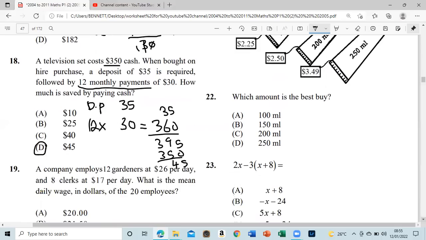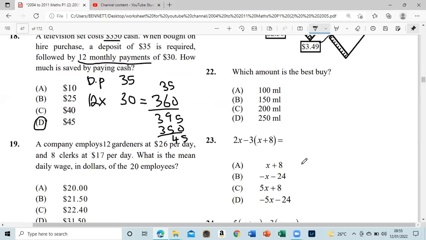All right, a company employs 12 gardeners at $26 per day and 8 clerks at $17 per day. What is the mean of the daily wage in dollars? This might look complicated, but these are the averages already, right? So we can just simply say 26 plus 17. We just need the mean of the average for those two, so divide by two. That was 43, divide by 2, so that's 21.5.